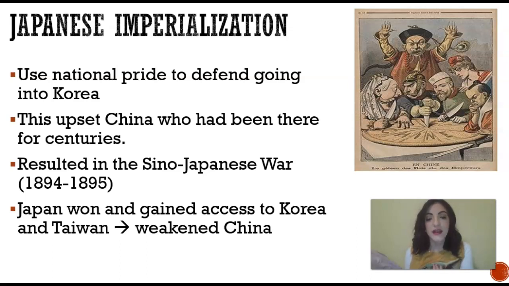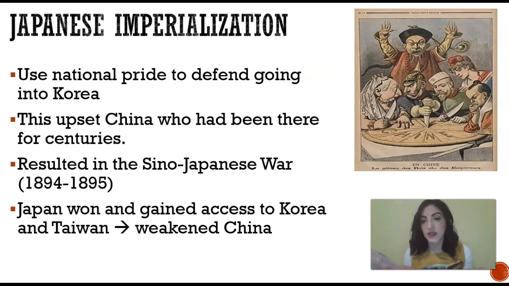Not only will they gain access to Korea, but they will also gain access to Taiwan, and they're going to weaken China. So this political cartoon, I actually showed it to you in class. It actually shows the Qing Emperor trying to halt or stop what appears to be the division of his country.